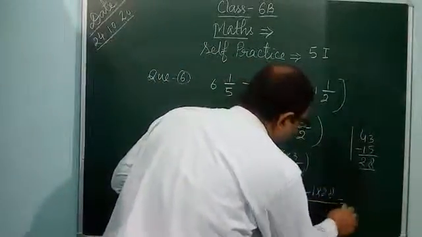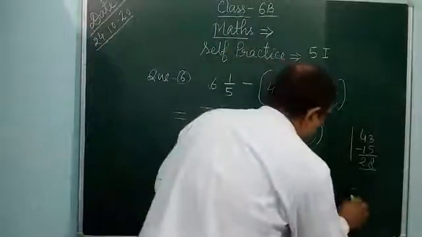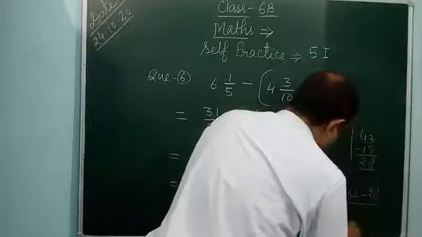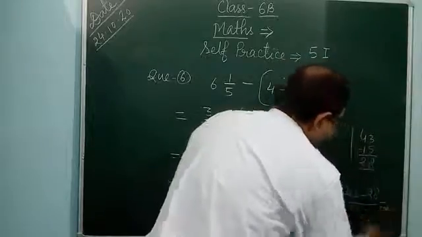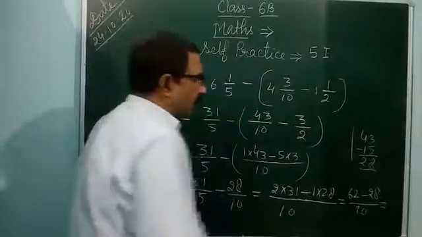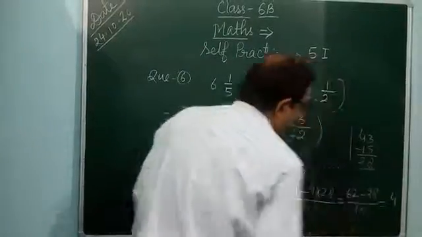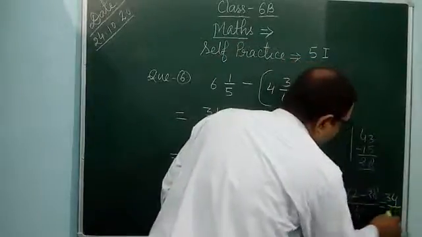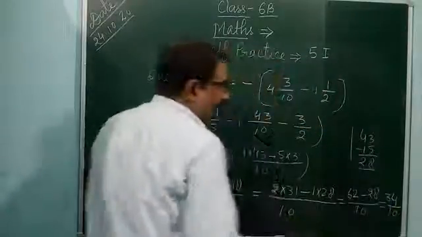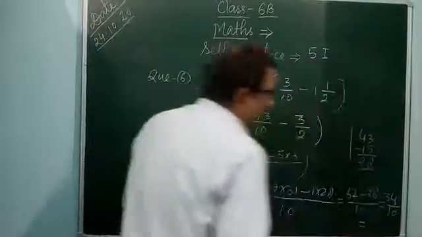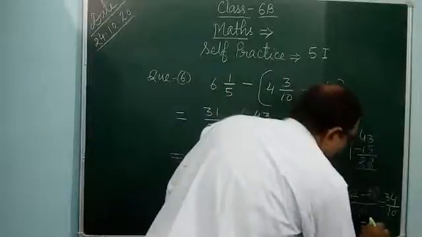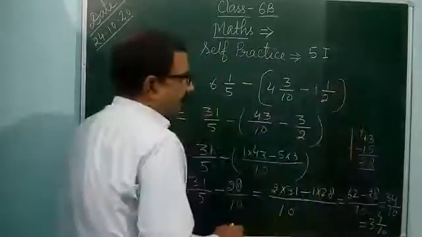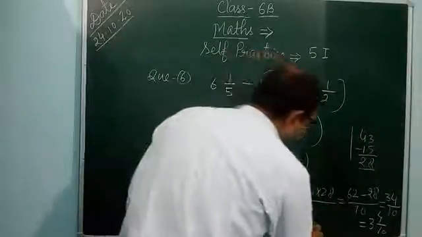After that, you can write 31 2s are 62 minus 28 1 is 28 upon 10. After then, 62 minus 28, 12 minus 8, 4. You can write here 4 and 5 minus 2, 3. 34 by 10. If you are changing 34 by 10 into mixed number, 10 3s are 30, 3 will come and remainder 4, so 4 by 10. So 3 and 4 by 10 is the answer, and 3 and 4 by 10 also you can simplify.